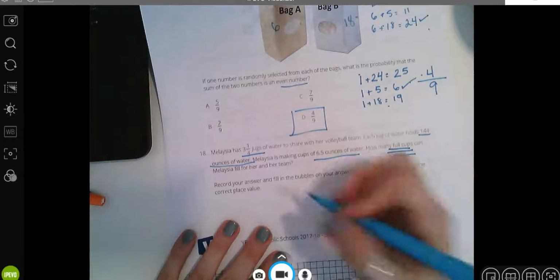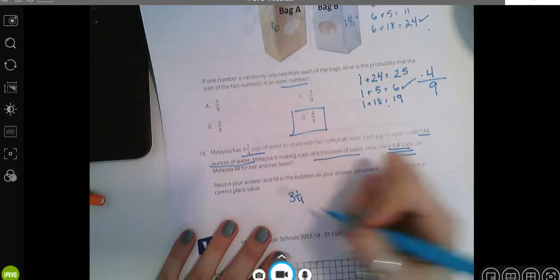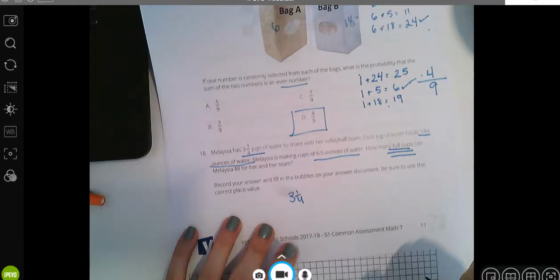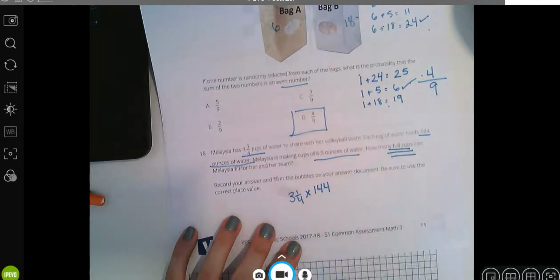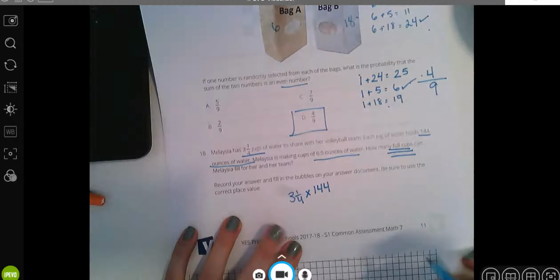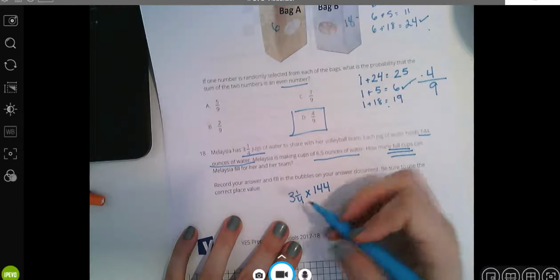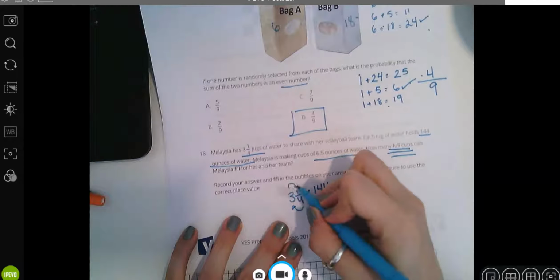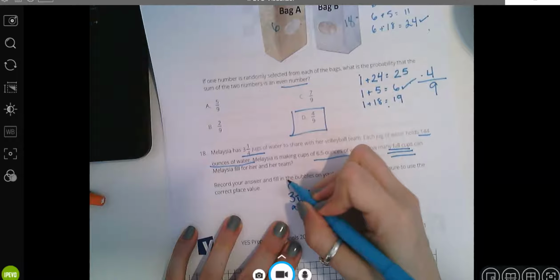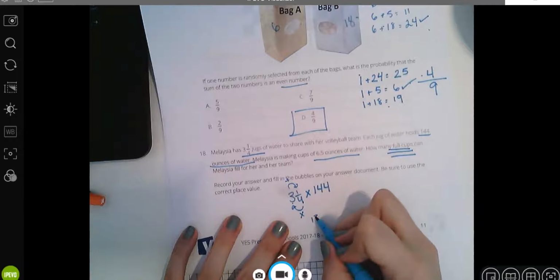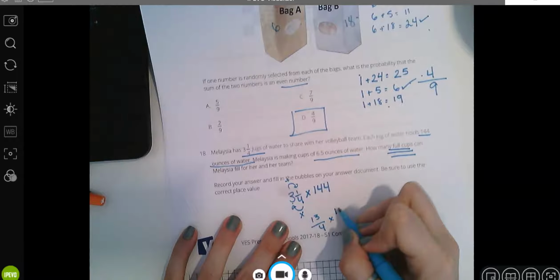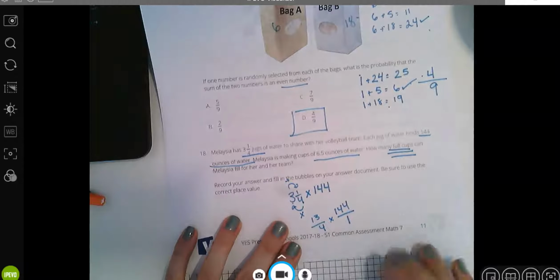She's got 3 1/4 jugs of water. Each jug holds 144 ounces. So if I multiply them together, I'll know how many total ounces there are. I can't multiply mixed numbers, so I'm going to change this to an improper fraction. 3 times 4 is 12, plus 1 is 13 fourths times 144 over 1.